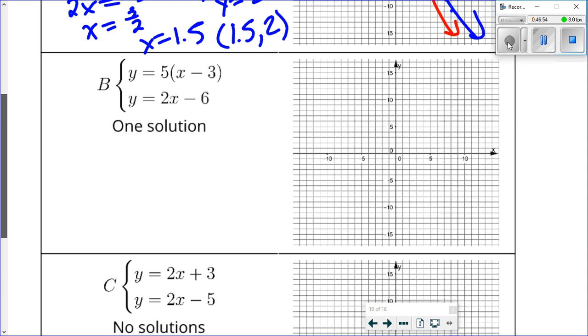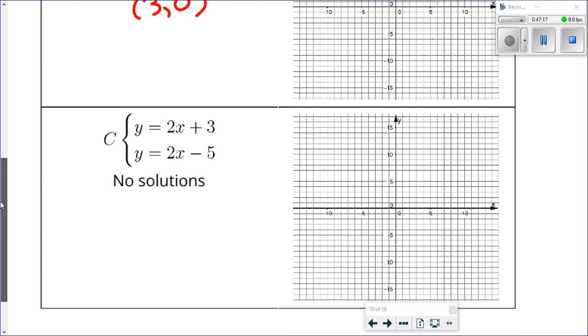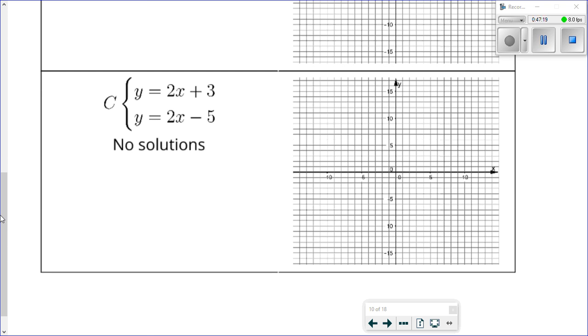All right, so for time's sake, it also tells us that equation B is going to have one solution. So I'm not going to go through it with you, but you can check your work with me. The point of intersection should be at (3, 0). So if you graphed your lines, that should be where the two lines intersect. So let's go ahead and move forward to system C, which they're telling us has no solutions.